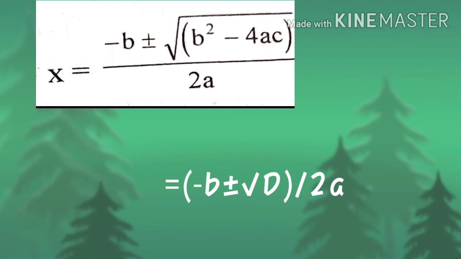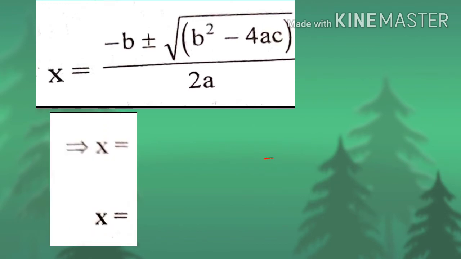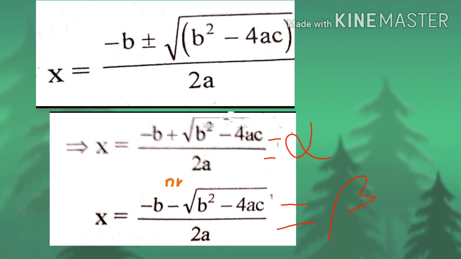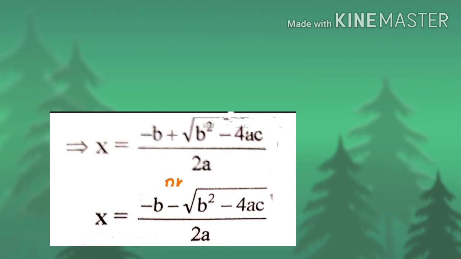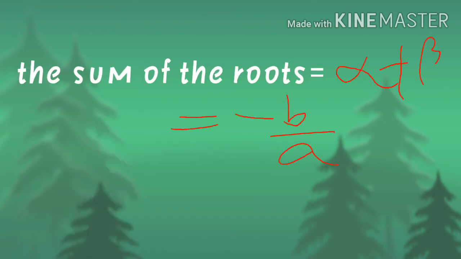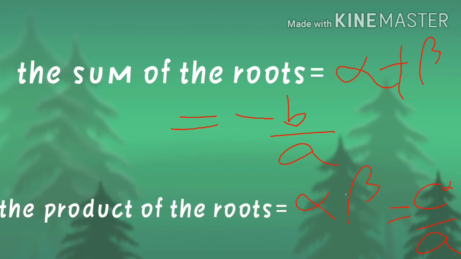This expression is called the quadratic formula. If we take minus b plus square root of b square minus 4ac whole divided by 2a as alpha, and minus b minus square root of b square minus 4ac whole divided by 2a as beta, then the sum of the roots, alpha plus beta, is equal to minus b by a, and the product of the roots, alpha beta, is equal to c by a.